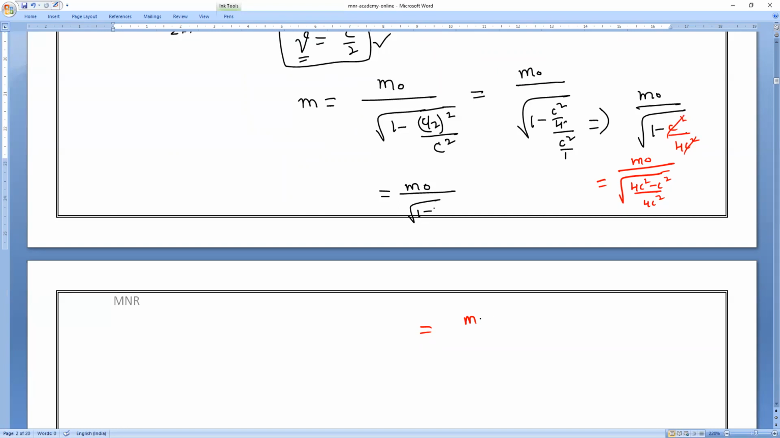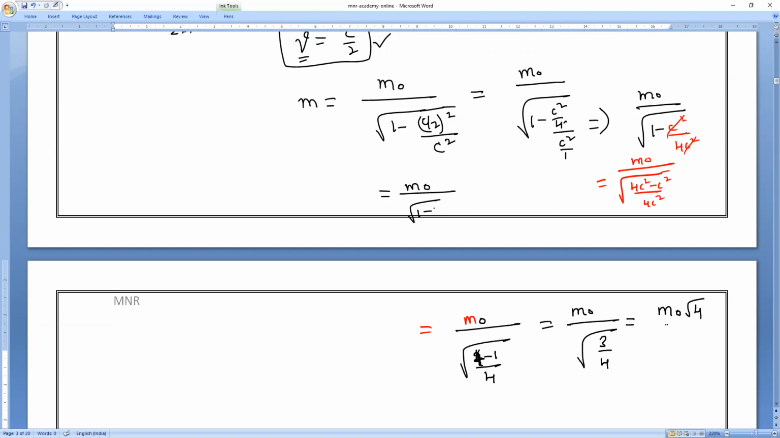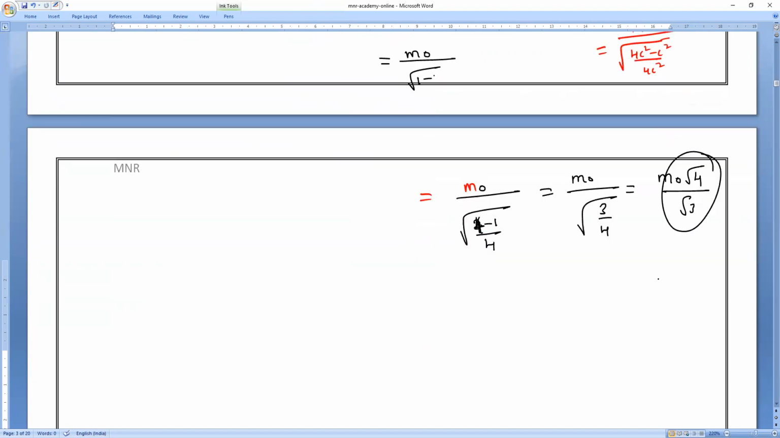Then what is the remaining, Pradosh? Root over 3 by 4, sir. Root over here, 3. Let me take 4, I will take the LCM. So here 3 minus 1 or 4 minus 1? 4 minus 1. Very good. So m naught divided by root over 3 by 4. So can I write this as m naught into root 4 divided by root 3? Am I right or wrong? Yes, sir.